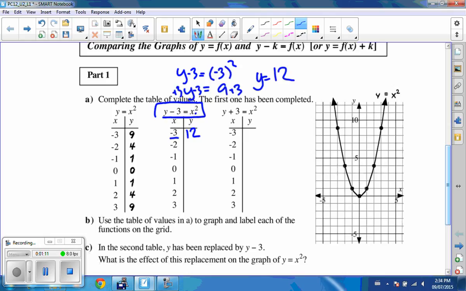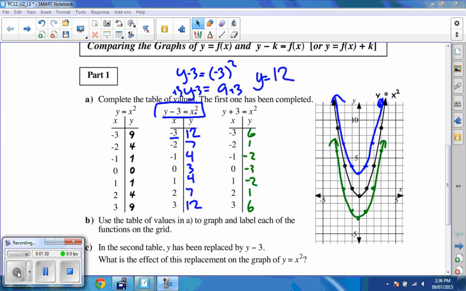Here, pause the video, fill in the table, graph the things, and in about 10-ish seconds, you'll see the completed thing. And we're back. Look, just like you saw, the blue one moved up, the green one moved down.